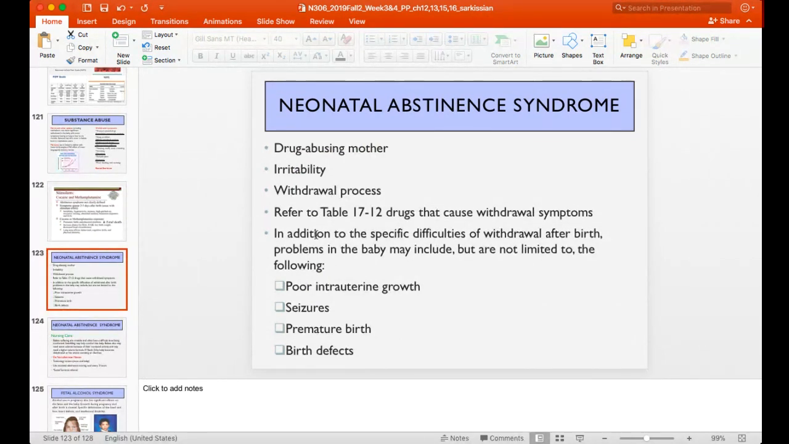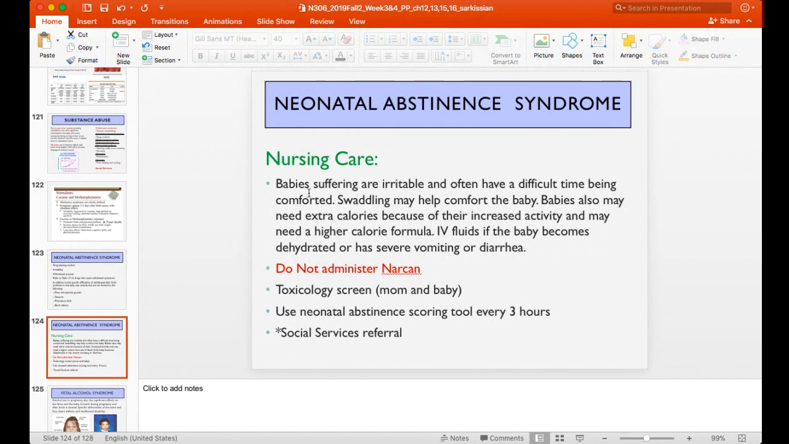Poor intrauterine growth, seizures, premature birth, birth defects. I kind of went over that in the previous slide. And then what's your nursing care for these babies? These babies suffering from withdrawal are irritable and often have a difficult time being comforted. But still, this is your big goal for them. Swaddling may help comfort the baby.